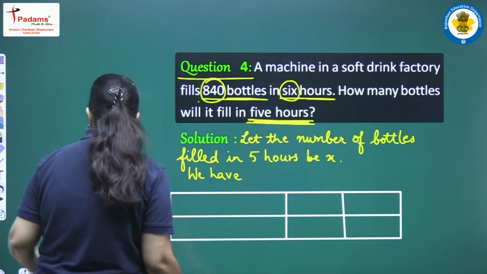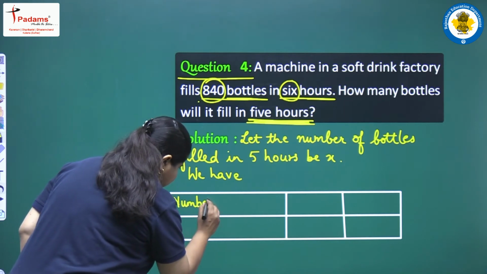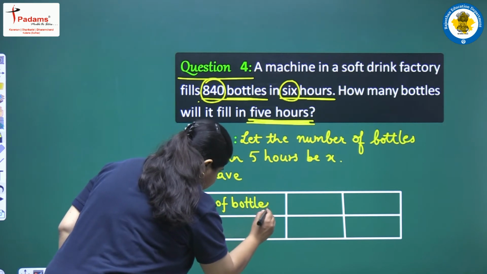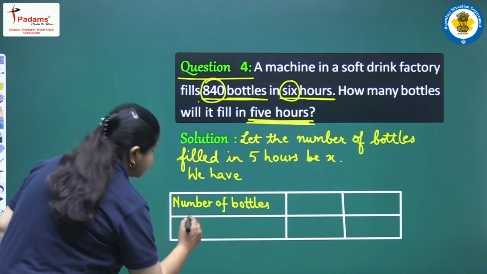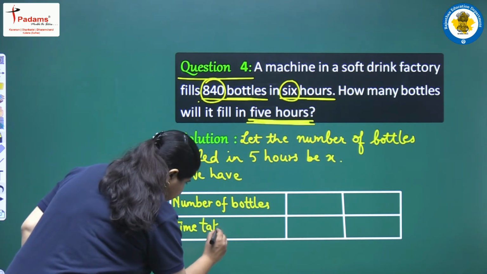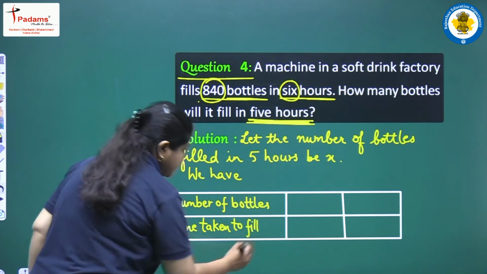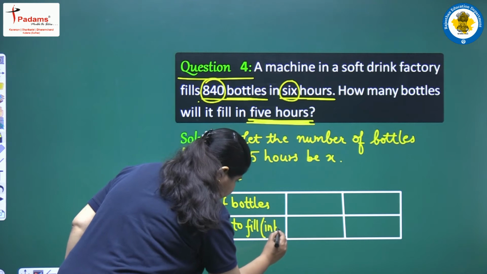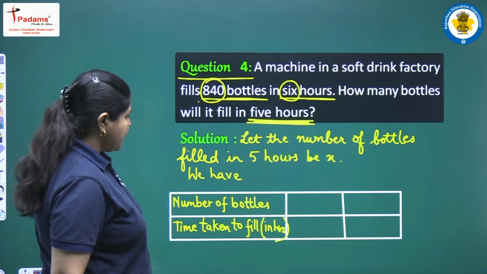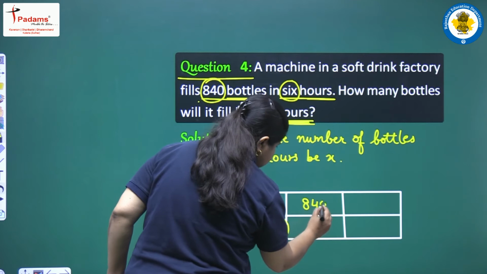We write here, first quantity is number of bottles, and the second quantity is time taken. Time taken to fill the bottles, and so we take it in hours. We are taking the time in hours. Now we have been given 840 bottles. These are being filled in 6 hours.